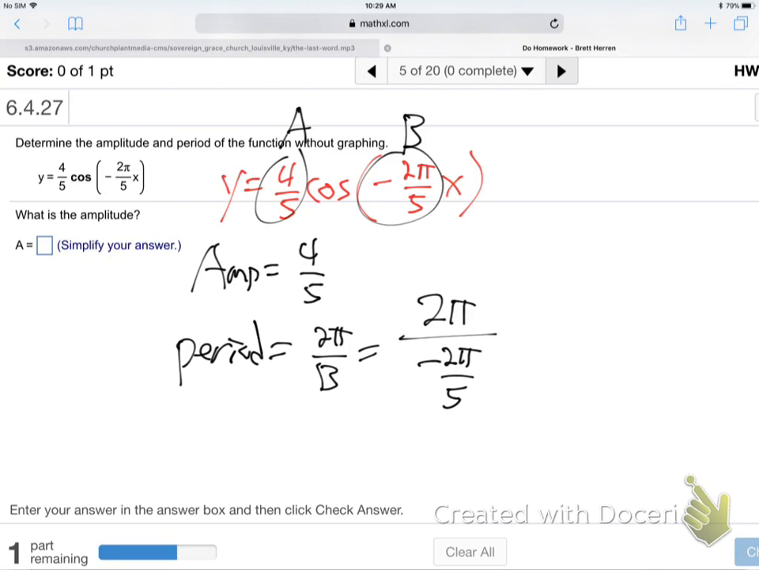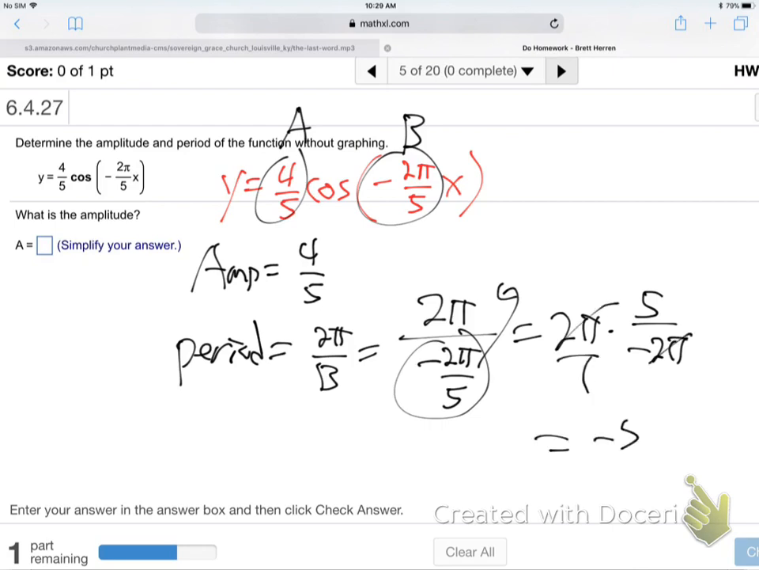2 pi over B. Now grab this fraction, flip it up. As you know, 2 pi times 5 over negative 2 pi, right? Flip it upside down. Put this over 1. 2 pi's cancel. What do we got left? Negative 5, because 5 over 1, and there's a negative. So negative 5. Easy enough? That okay? Amplitude, period.